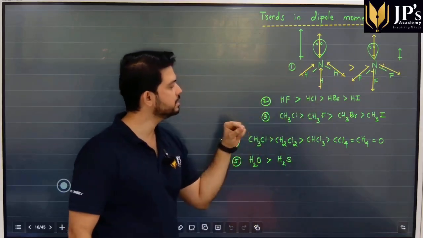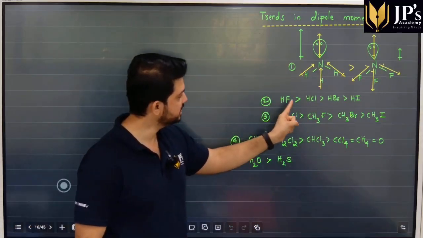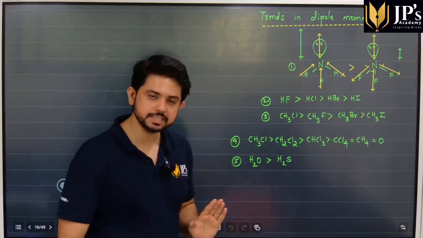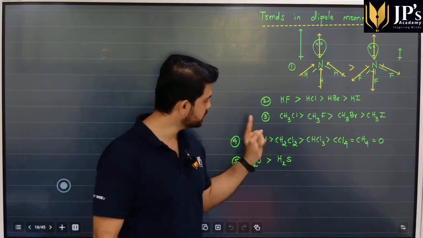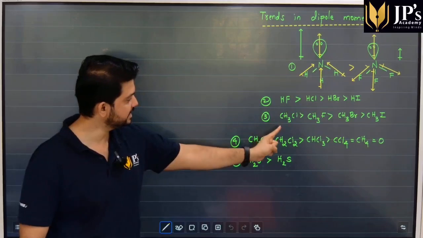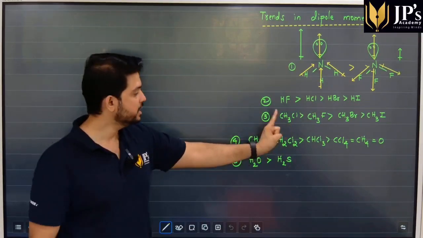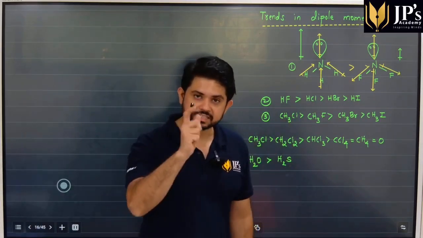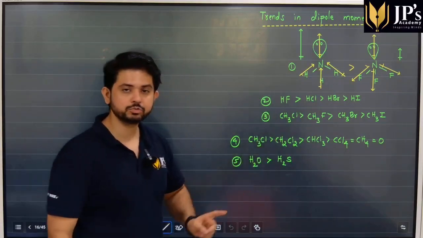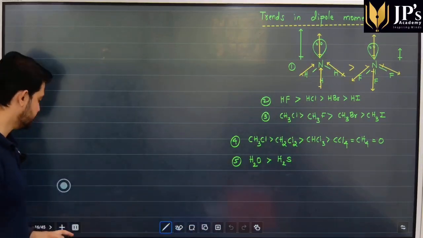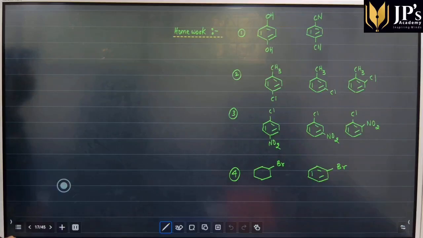I've also written some more examples, students. As we see that the electronegativity decreases, the dipole also decreases. एक अच्छा exception है the third one, students. Observe here, CH3Cl का dipole is more than CH3F, then CH3Br and CH3I. Some more examples. Make sure, students, you note these trends in dipole.